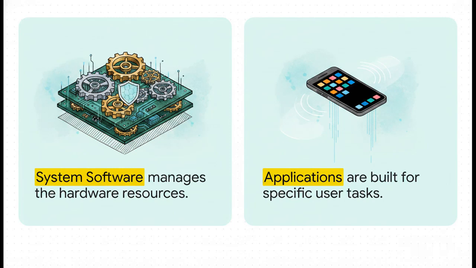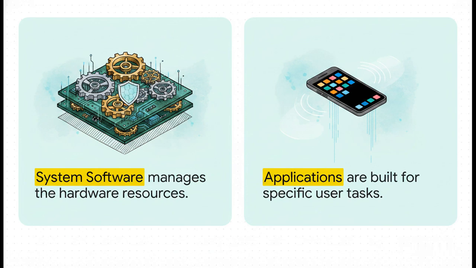Now, hardware is really just metal and silicon until we actually give it instructions, right? And there are 2 distinct software layers we need to look at here. First is the system software, your operating system. So think Windows, Linux, or iOS. The OS is the boss. It manages the hardware resources, handles all the security, and coordinates the whole shebang.